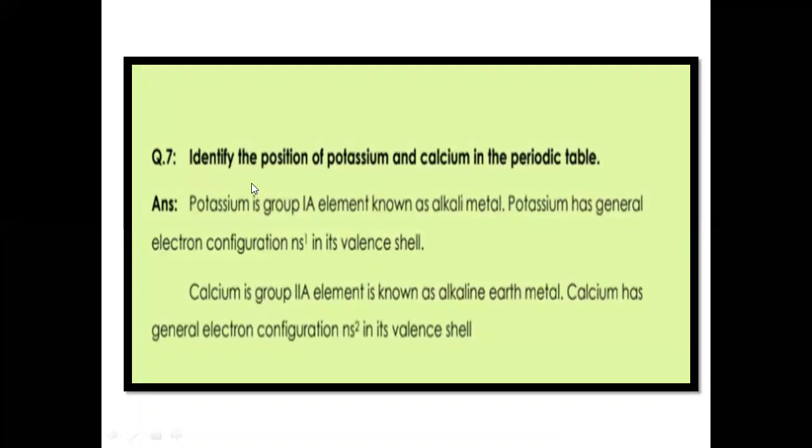Question number 7, identify the position of potassium and calcium in the periodic table. Potassium is present in group number 1A and known as alkali metal, and it has general electronic configuration ns1. And calcium is present in group number 2A of the periodic table. It is also called alkaline earth metal, and it has general electronic configuration ns2 in its valence shell.